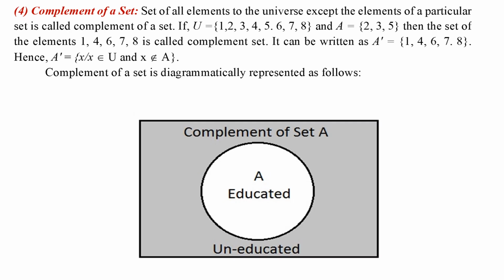Complement of a set. The set of all elements of the universe except the elements of a particular set is called the complement of a set. If U equals {1, 2, 3, 4, 5, 6, 7, 8} and A equals {2, 3, 5}, then the set of the elements {1, 4, 6, 7, 8} is called the complement set. It can be written as A' equals {1, 4, 6, 7, 8}. Hence, A' equals {x : x ∈ U and x ∉ A}. Complement of a set is diagrammatically represented as follows.